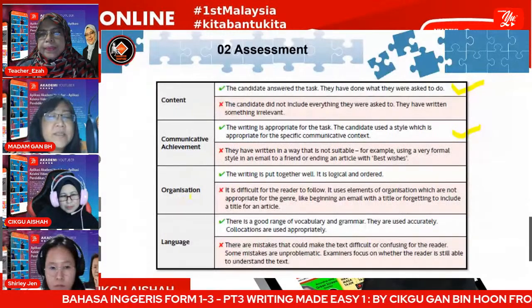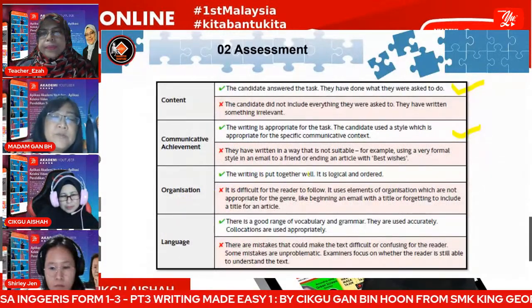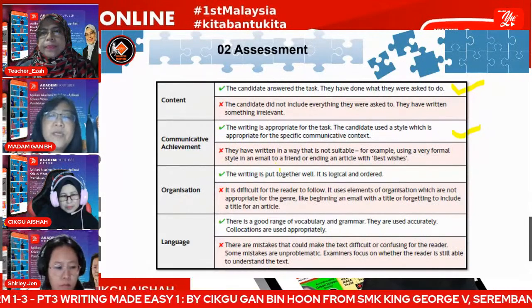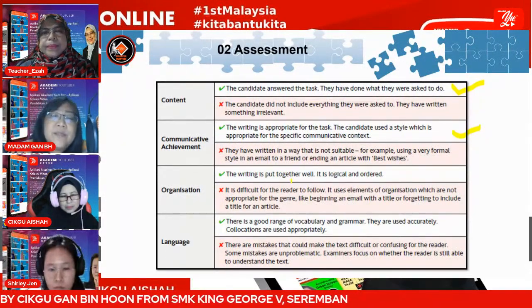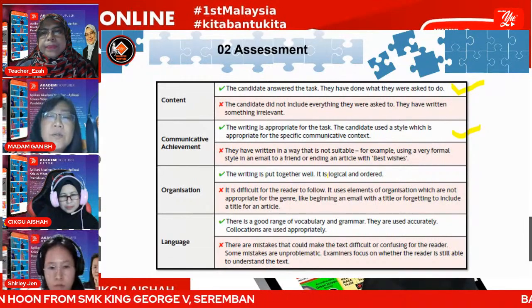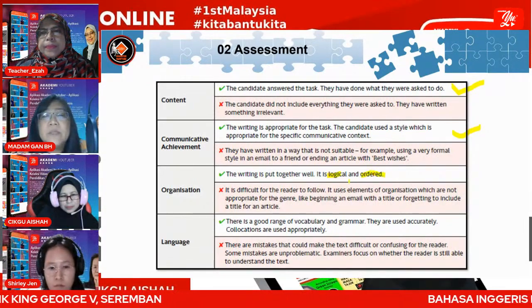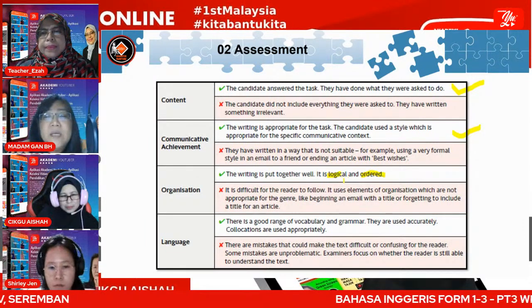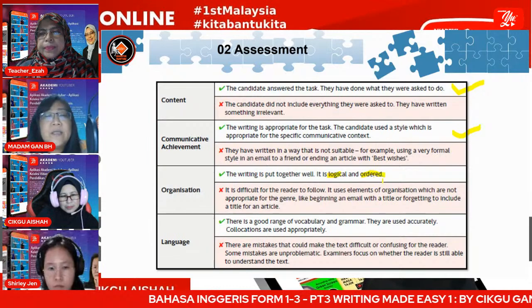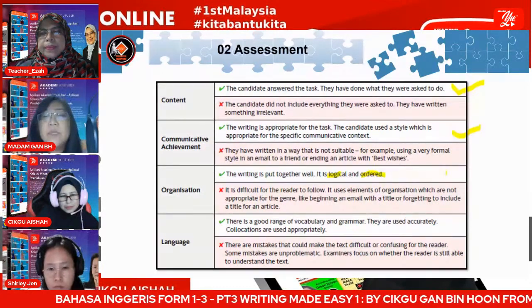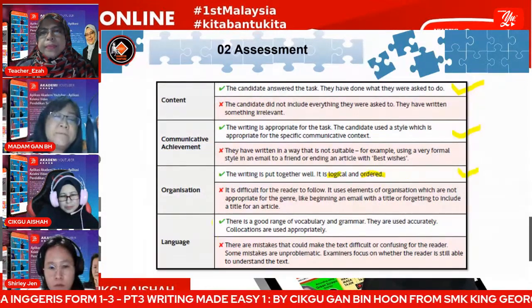So what is organization? The writing is put together well. Put together means how you put paragraph 1 together with paragraph 2, paragraph 3, and so on. It is logical and ordered, means there is continuity and also there is arrangement. It's ordered. You have the organization there. So that is O, organization of the paragraphs.